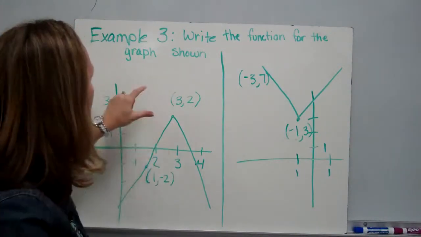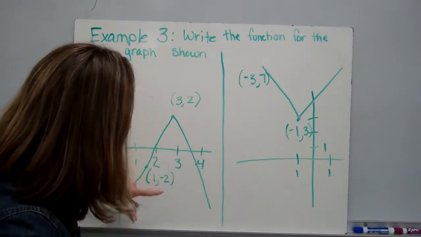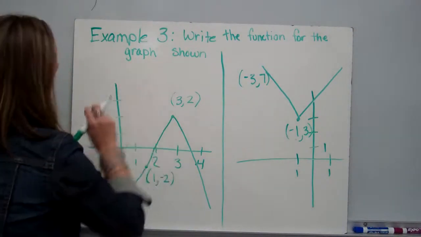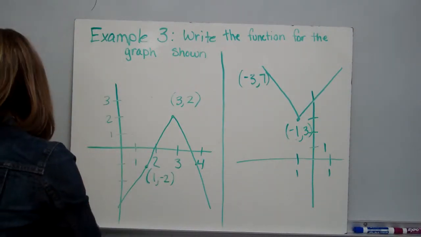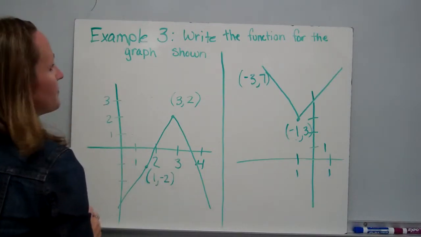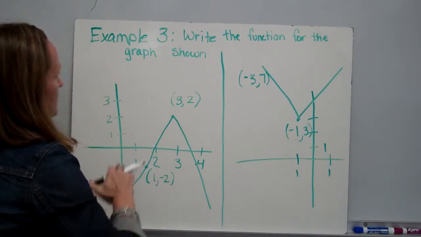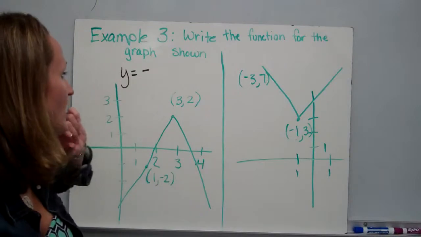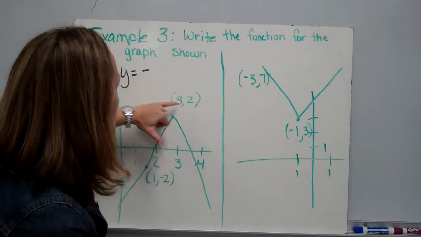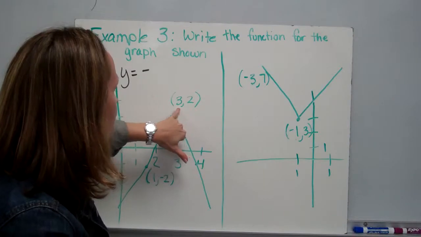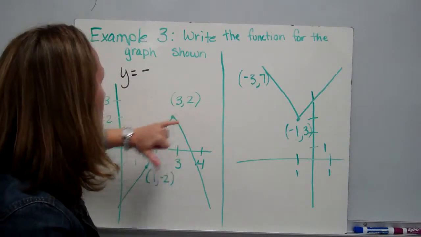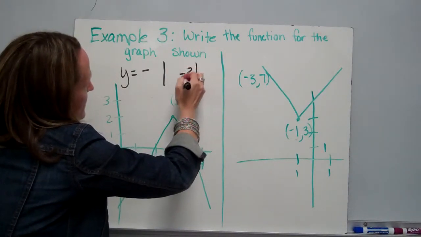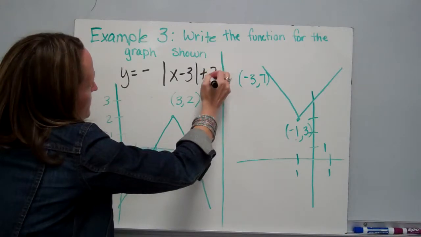All right, so let's do another example. This time, I've got my vertex, I've got an intercept. So we know we're going to start with, I'm going to change color so you can see, we're going to start with a y equals. And we can see it's reflected, so I've got to have a negative. We've obviously gone to the right 3, and we've gone up 2. So we know that it's got to be a minus 3 and a plus 2.